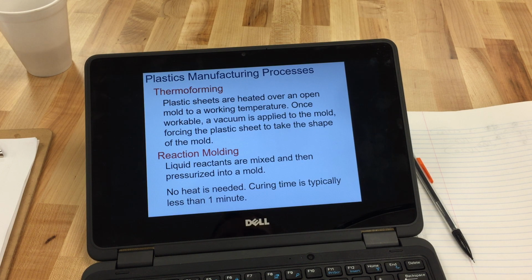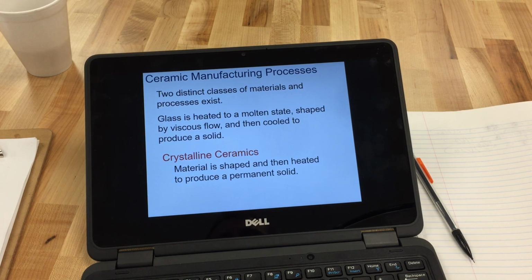Reaction molding is very similar, except you use liquid reactants, and no heat is required. Ceramic manufacturing: you have crystalline ceramics, where the material is shaped and then heated.